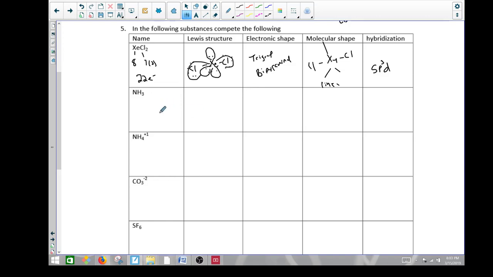Ammonia. Okay. Nitrogen, it's got 5 valence electrons. 1 times 3. And we are in a total of 8 electrons. Must follow the octet rule, by the way, because it's in the second row of the periodic table. Nitrogen, hydrogen, hydrogen, and hydrogen. 2, 4, 6, 8. Done. This guy's electronic shape is tetrahedral.